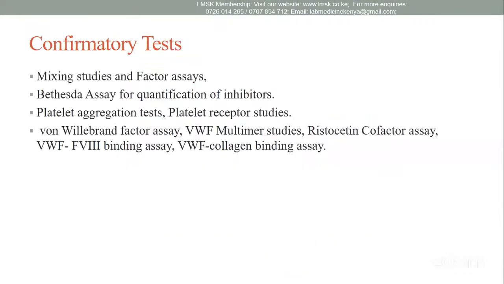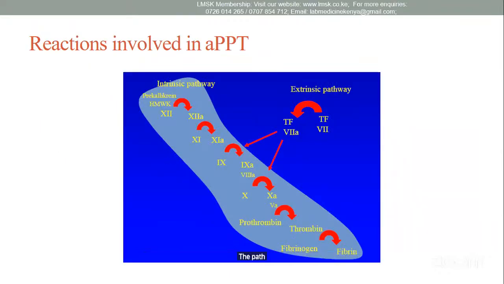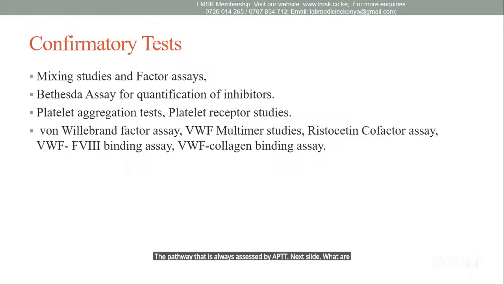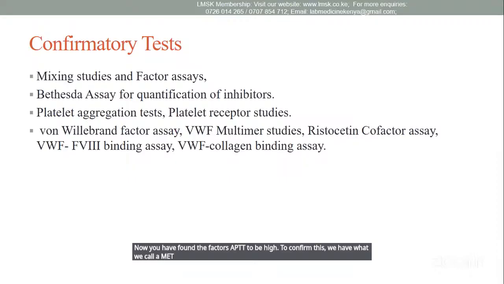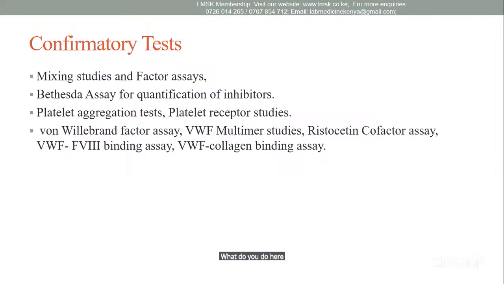Now, this is just a pictorial presentation of the pathway that is always assessed by APTT. Next slide. What are the confirmatory tests in the lab? Now you have found the APTT to be high. To confirm this, we have what we call mixing studies or factor assays. What do you do here? Just to explain this, in mixing studies, you have found this person has hemophilia. You don't know whether it is hemophilia A or hemophilia B.